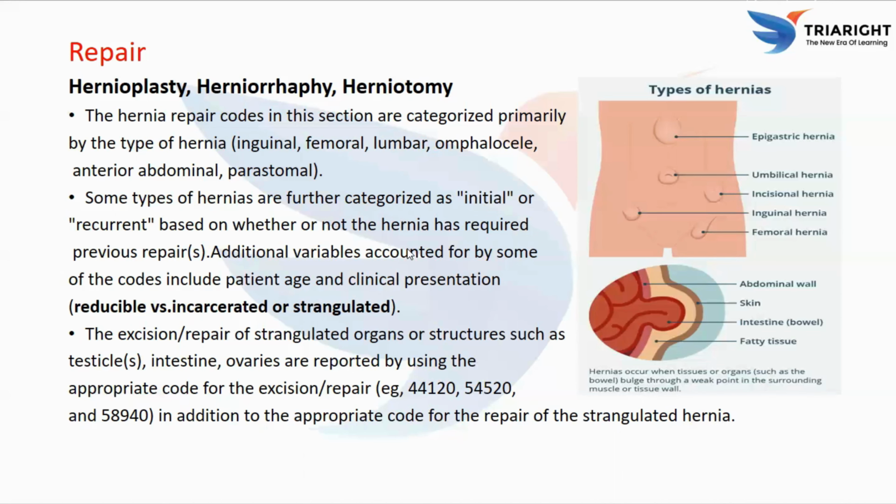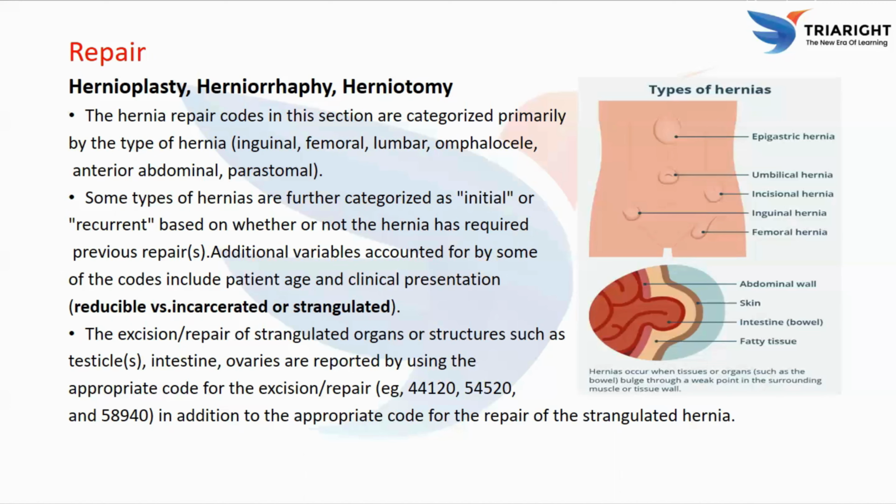Based upon clinical presentation, hernias may be reducible. They can be pushed back manually. They can be incarcerated, meaning trapped. They cannot be reduced. And strangulated means the blood supply is compromised here. So severity increases from reducible to incarcerated and also to strangulated. For a strangulated hernia, we have an extra coding rule. What happens in strangulation? The herniated organ loses its blood supply. Tissue may become necrotic and it may require resection or repair of the involved organ.